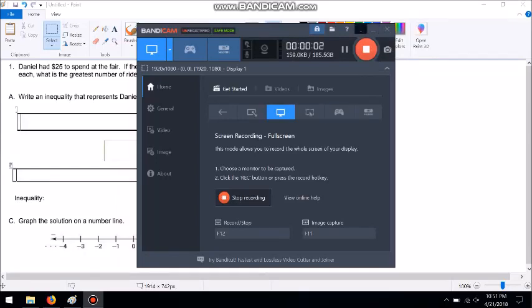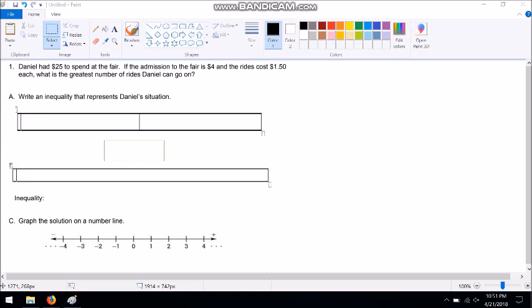Hi guys, today we're going to be solving some inequalities and creating equations to solve those inequalities by looking at a word problem. And we've done some similar things. We're going to be using the modified tape diagram that I showed you before.